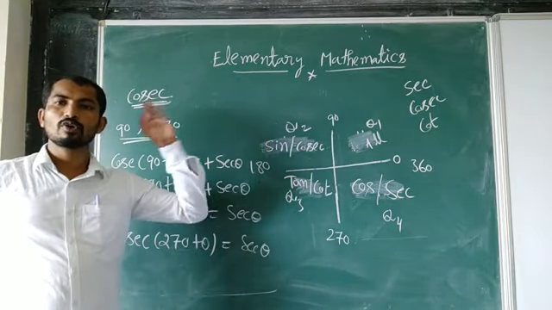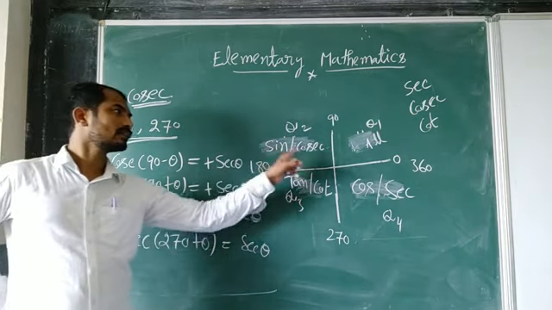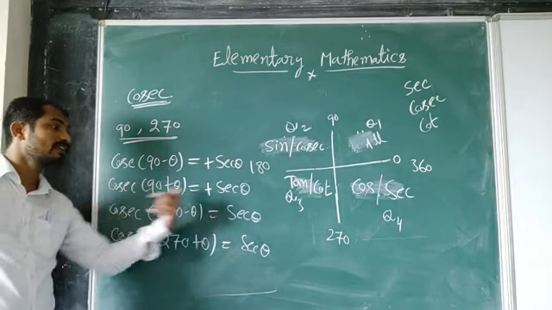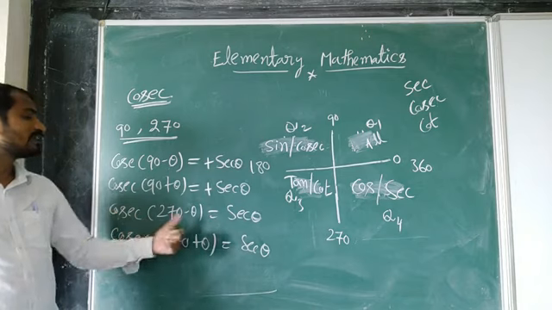Sin and its reciprocal cosec are positive in the second quadrant. So our base function is cosec, which means I can put a plus sign on it. Let's go next: cosec(270 minus theta).